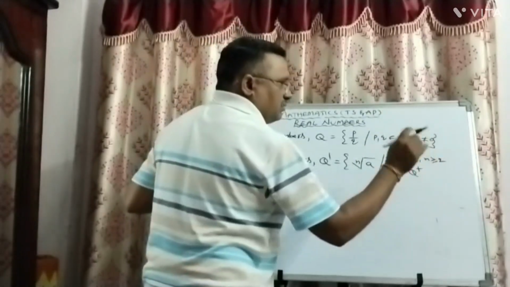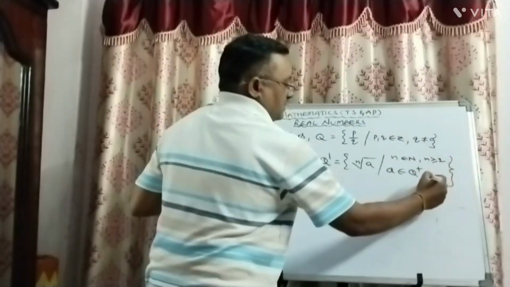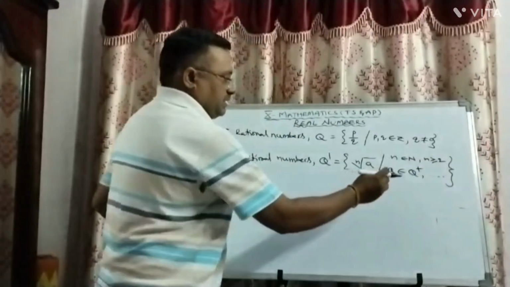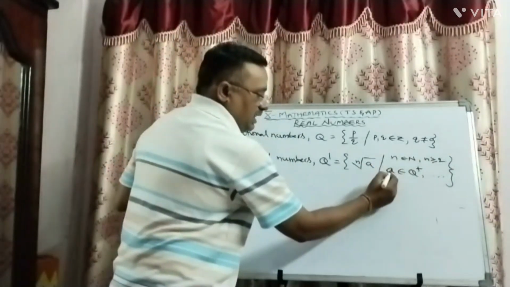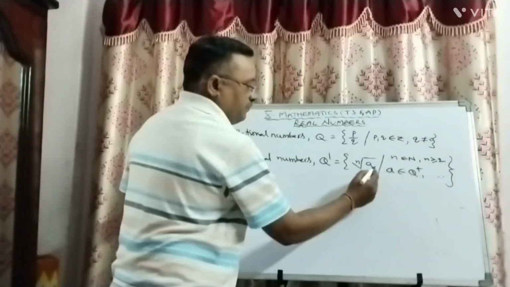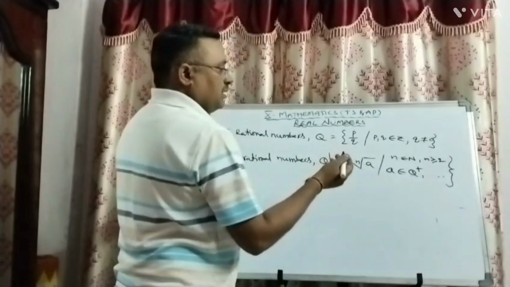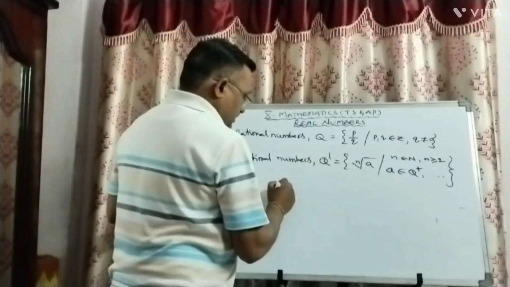That one we have to remember, that's it. Here it is a little bit difficult to write. So A is a positive integer which cannot be written as the nth power of any other rational. You know why? Let us take an example.